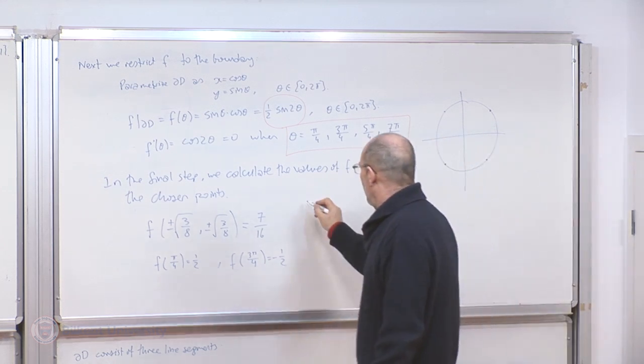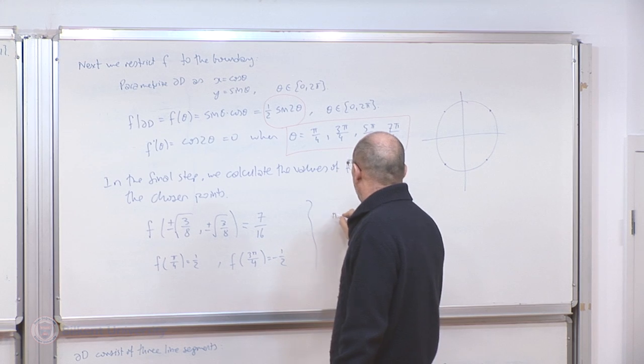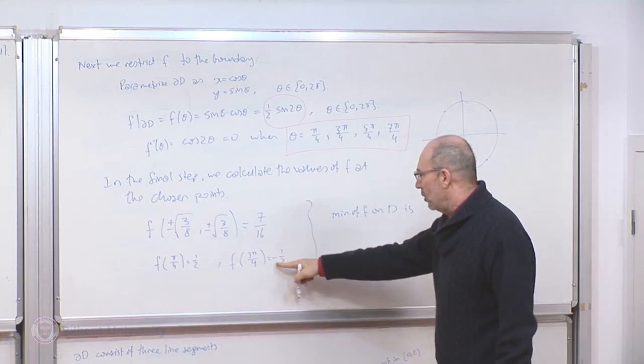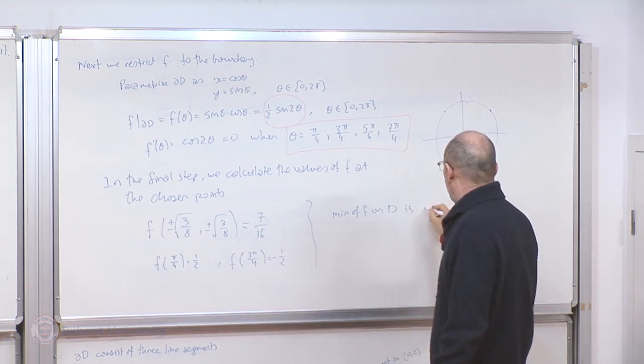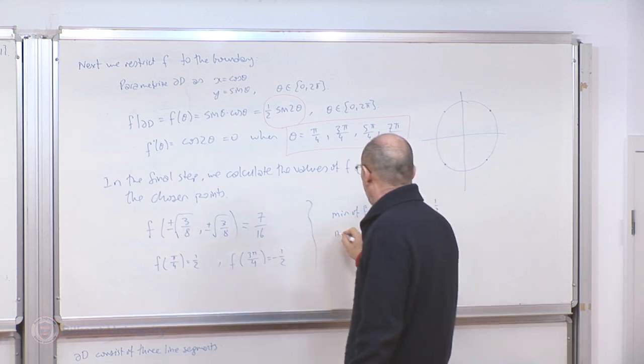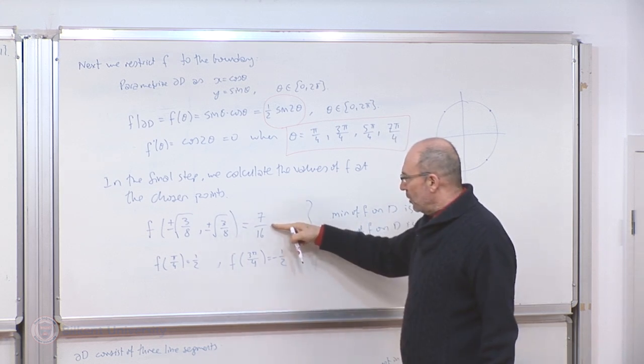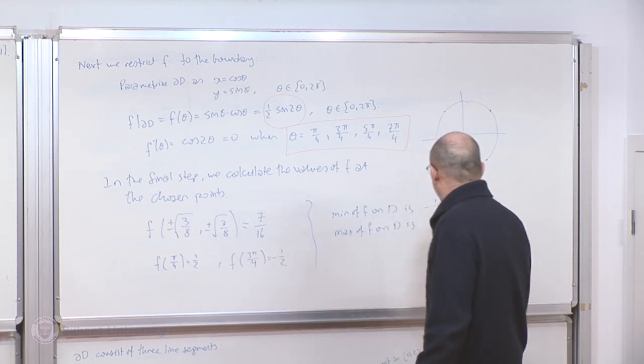So from here, minimum of f on D is, okay, you see it is this one, the smallest one, minus 1 over 2. Maximum of f on D is, well, you see this is less than half, this is half, so 1 over 2.